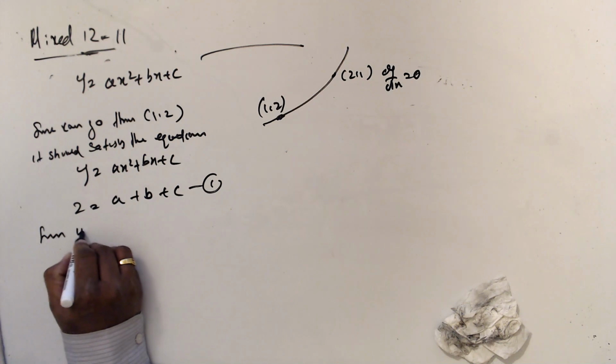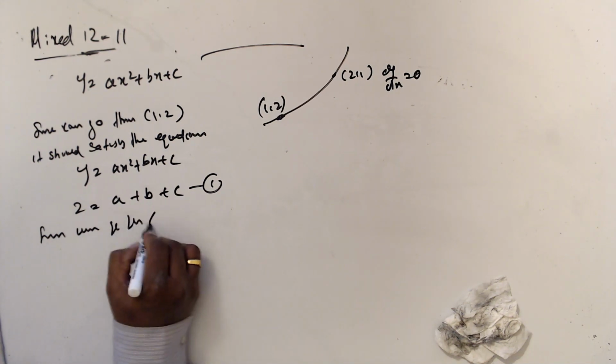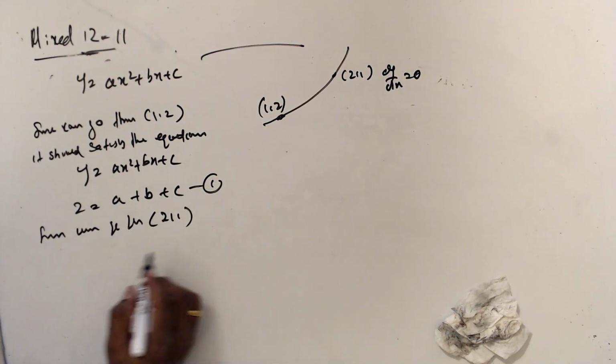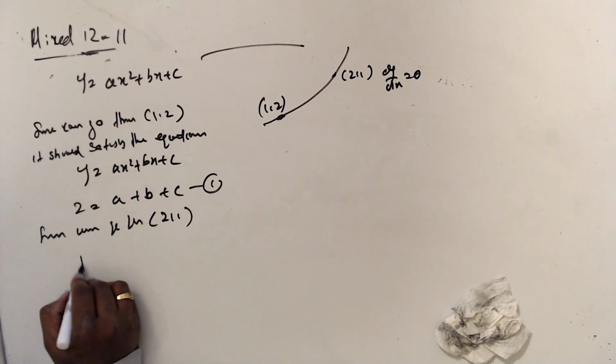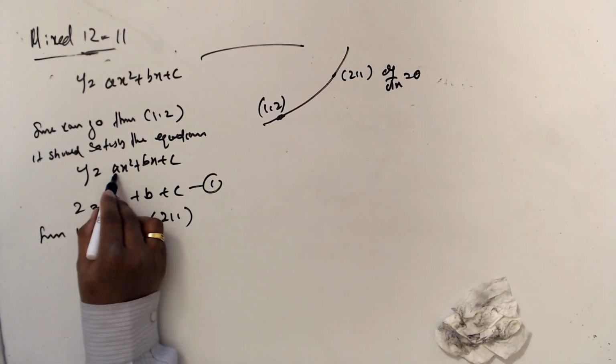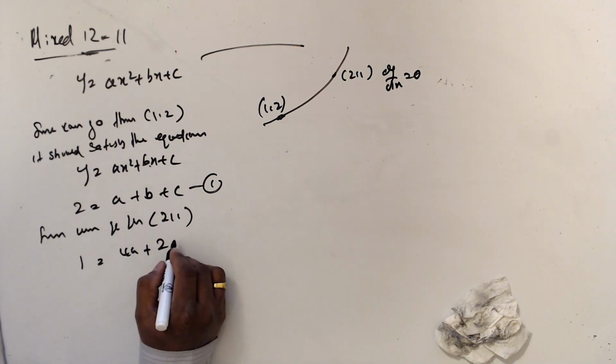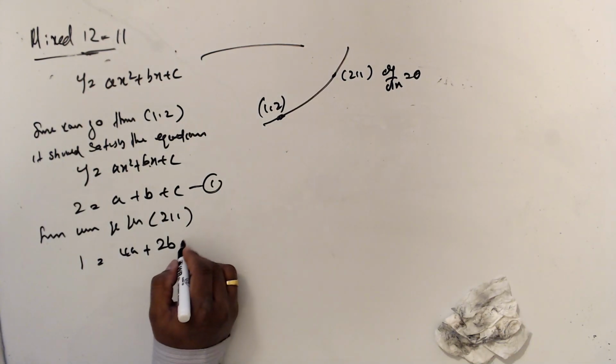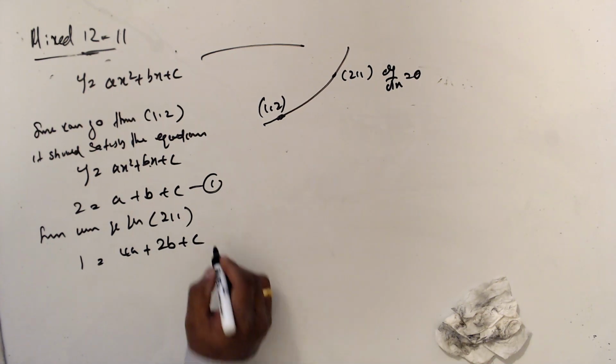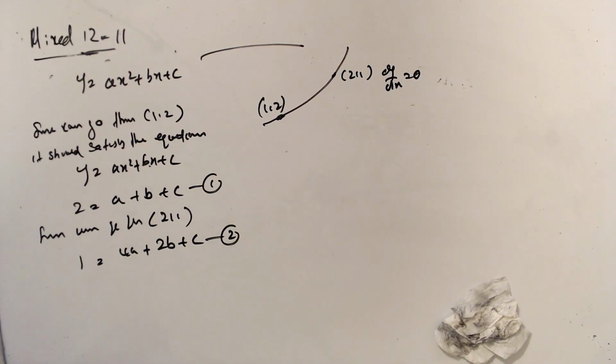Since the curve goes through (2, 1), what is the relationship now? 1 equals 2 squared a, 4a plus 2b plus c. This is the second one. We need three unknowns, three equations. Let's take the other one.